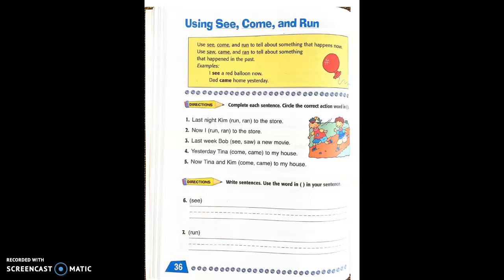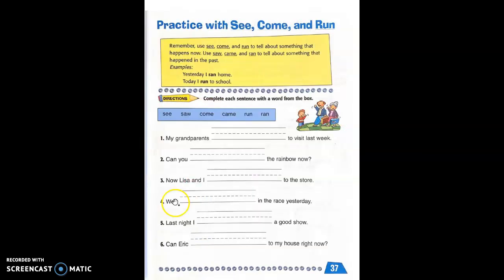And let's look now at the fourth worksheet. The fourth worksheet is again see, come, and run. And now you need to know which one to put in. Copy your sentences in your notebooks.